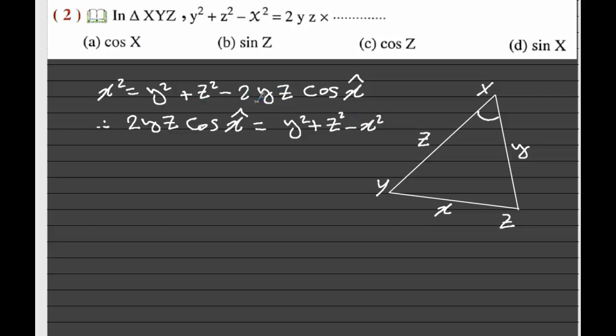Again, if you bring 2yz cosine x from the right hand side to the left hand side, you must change the sign from negative to positive. Here it is positive 2yz cosine x, and in the right hand side we have y square plus z square minus x square. So the product here will be cosine x, and we choose letter A.